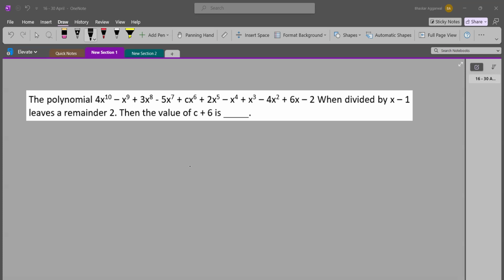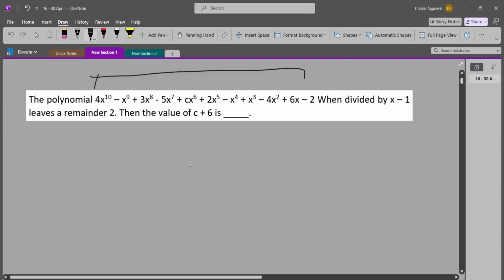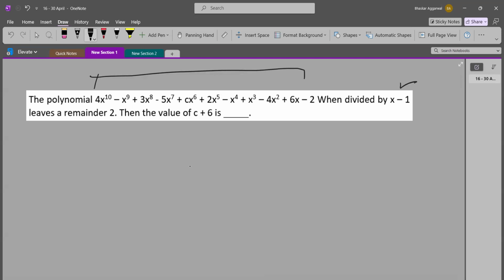Okay, so the question is from the IPM Indore Entrance Exam 2023, QASA section. We are given a long polynomial in terms of x, and this polynomial when divided by x minus 1 leaves a remainder 2. So all the coefficients in this polynomial are known except one, which is c. All other coefficients are known.